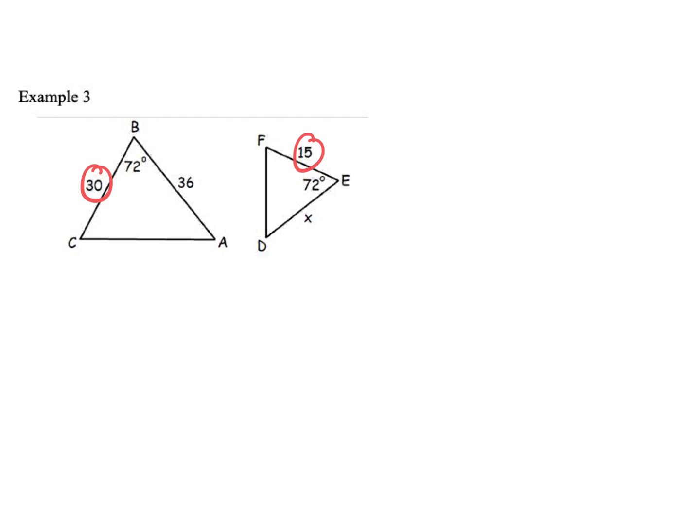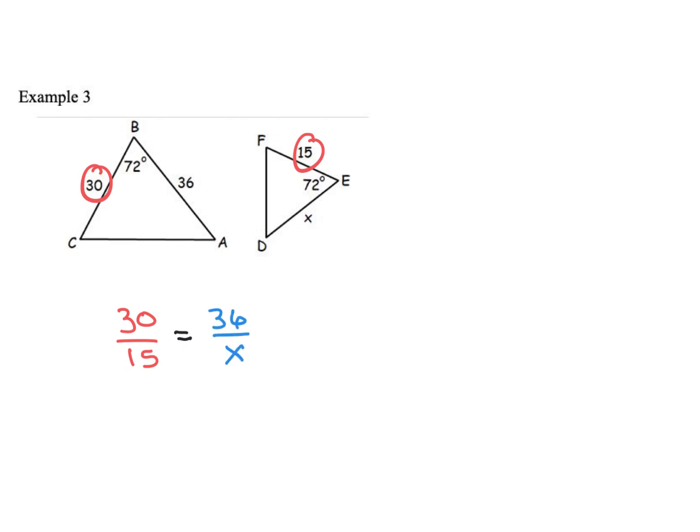So I'm going to say 30, let's start with that one first, over 15. So I grab one side and another side, and I'm going to say equals, and then I have my other side, so 36 goes with x. Pretty much what I did is I took this triangle and rotated it, is kind of how I looked at it. So then we're going to have 36 over x.